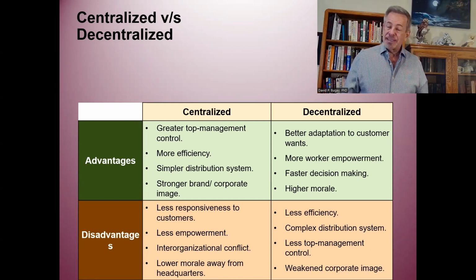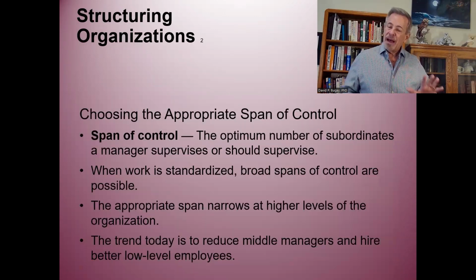On the decentralized, there's always less efficiency. You'll have different ways. You may have 5 different sites, and each site is doing 1 or 2 things different from the other ones. And that's kind of the nature of that, and there's less top management control. A big issue is span of control.